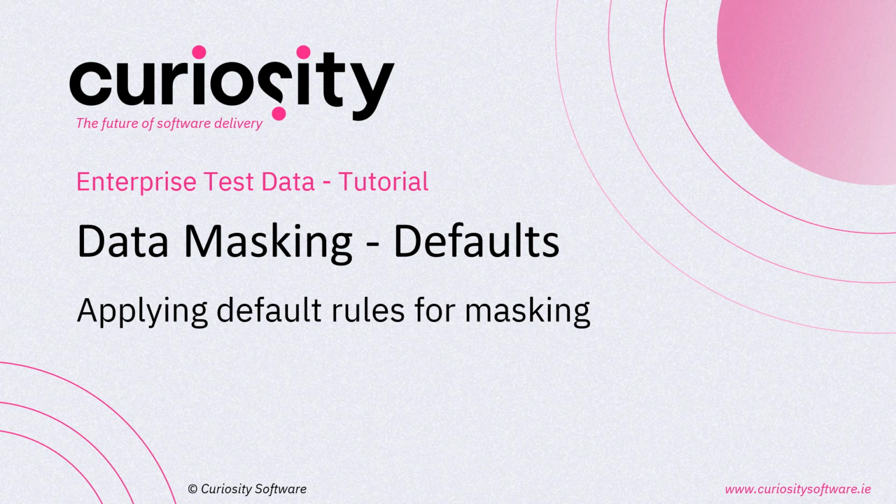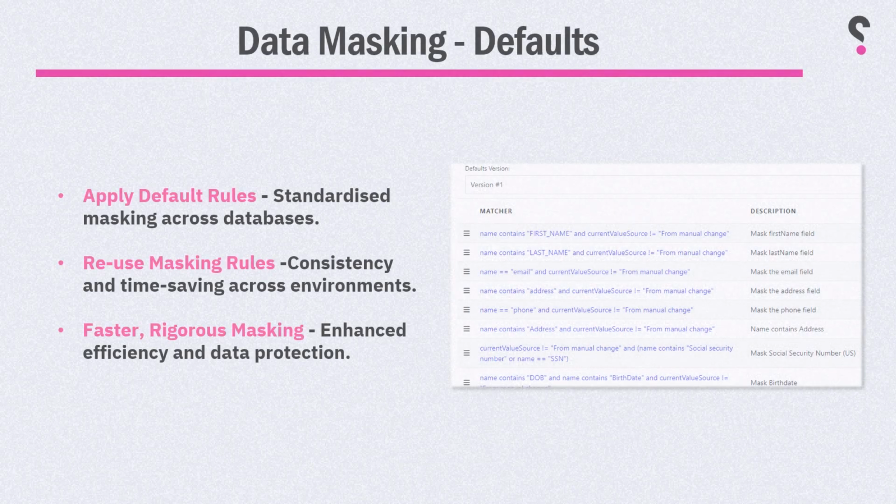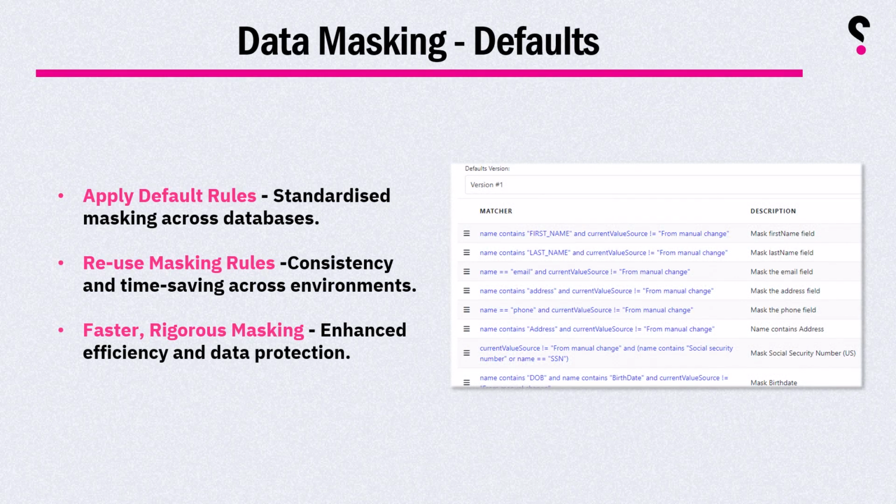In this enterprise test data tutorial, we're going to look at applying defaults to data masking. Defaults are a way for you to standardize masking across databases. It means you can reuse masking rules, which ensures consistency and also time saving across environments when you're performing.